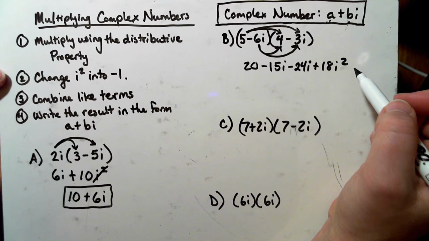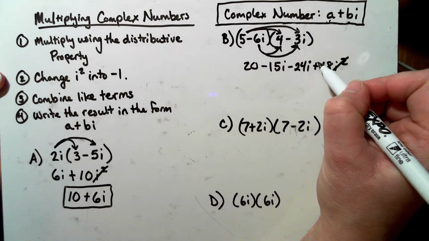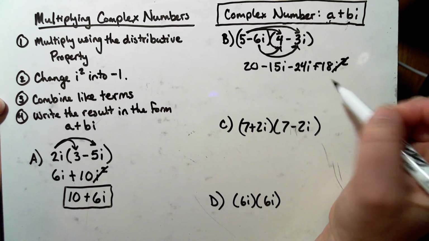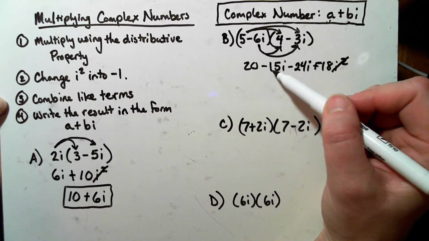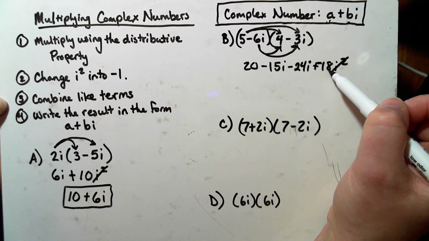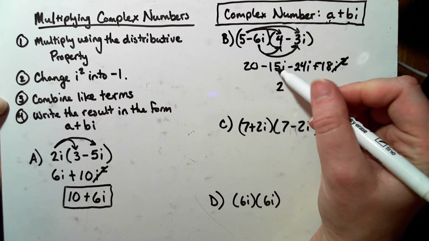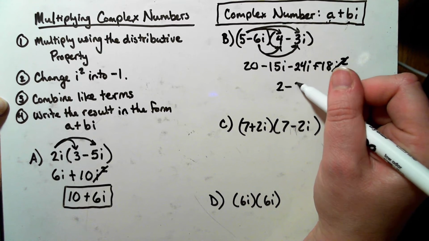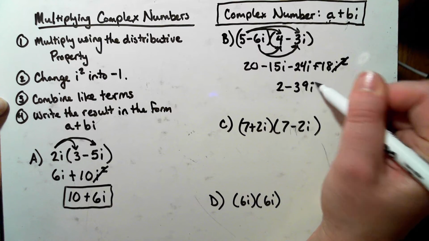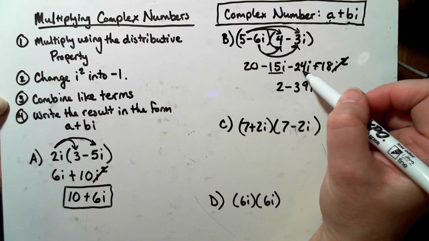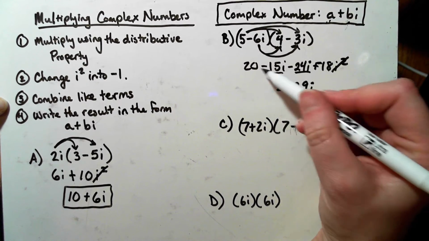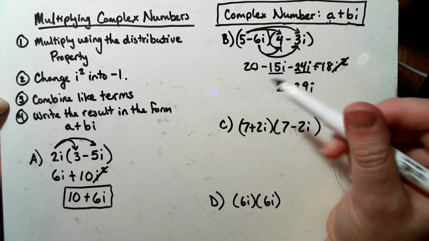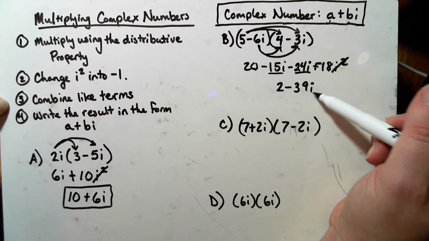Now, for step 2, I change the i squared into a -1 by putting a negative sign here. Step 3, I'm going to combine like terms. So I have 20 minus 18 is 2, and -15 minus 24 is -39i. These were like terms because they both have the i's on them, and the 20 and the 18 were both plain numbers. So I got 2 minus 39i.